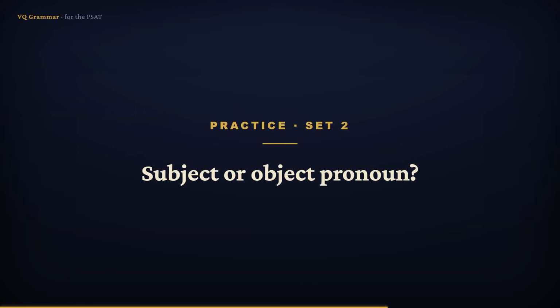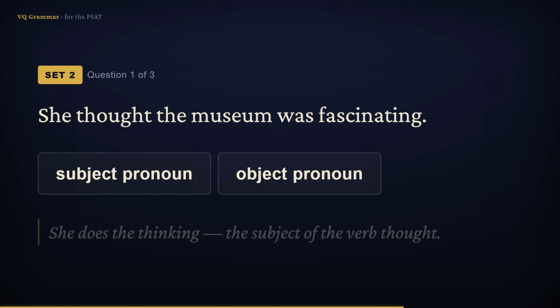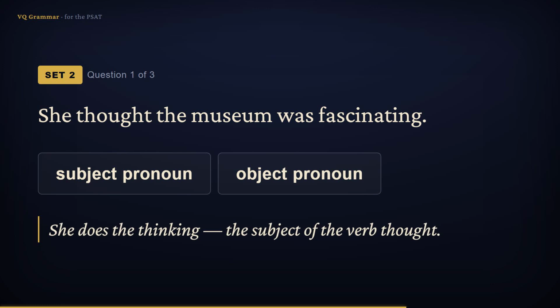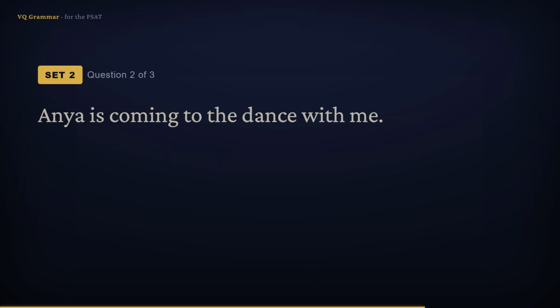Three more. Same plan. Find the pronoun, then ask whether it's the doer or the receiver. Pause and try each one. She thought the museum was fascinating. Look at she. Who is doing the thinking? She is. The pronoun is the doer of the verb thought, so it's a subject form. So the answer is subject pronoun.